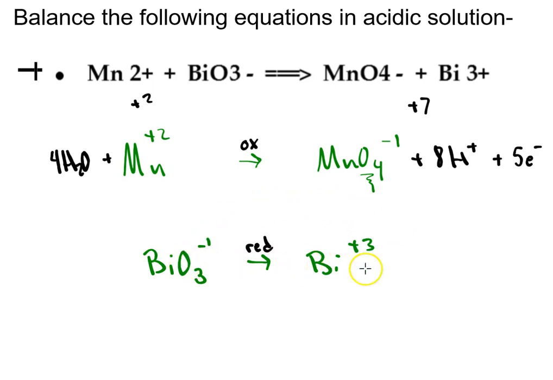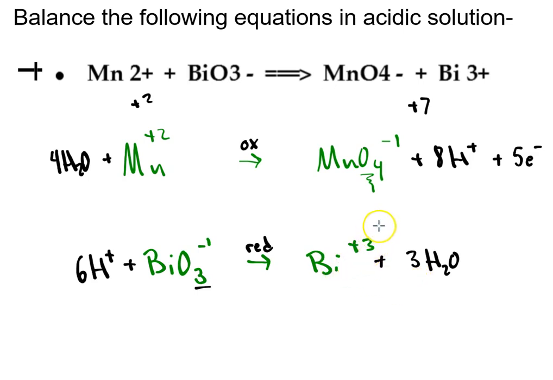So Bi is already balanced, so I just need to fix oxygen by adding water. This tells me the number of waters I need to add is 3 H2O. That makes how many H pluses? 6 H plus on the other side. All right, the elements are balanced, but now the charge is not.